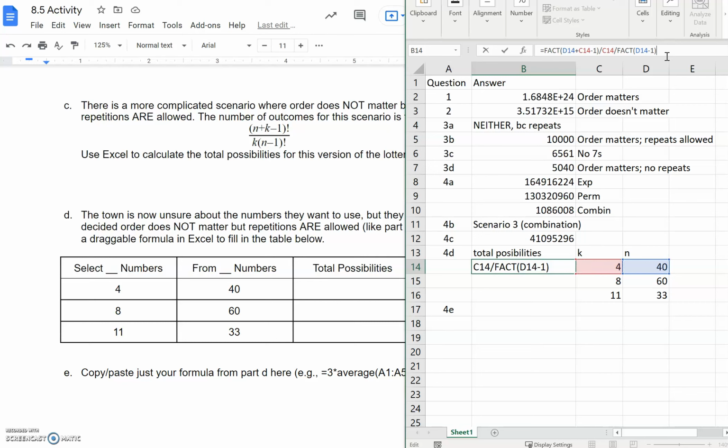So our formula, you can click up in the top here and just see it more clearly, the red and the blue, what it's referencing in here. But we get blue plus red minus 1. Okay, so n plus k minus 1 for our factorial in the top, divided by the red, so divided by k factorial, divided by the factorial of blue minus 1. Okay, n minus 1. Cool. So I hit enter. I've got this.